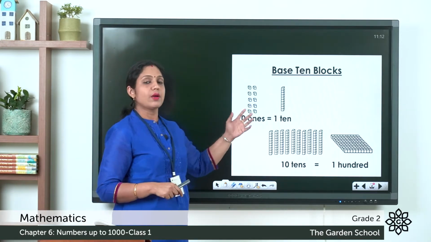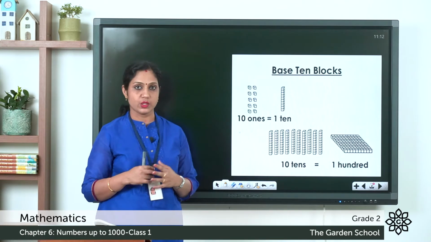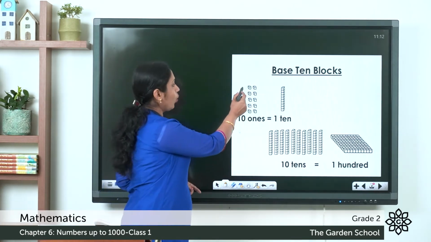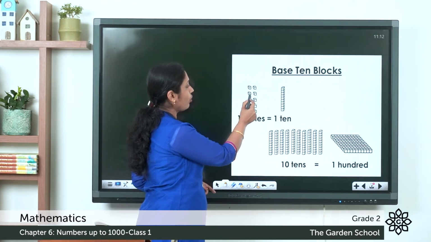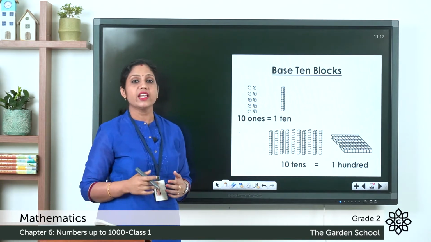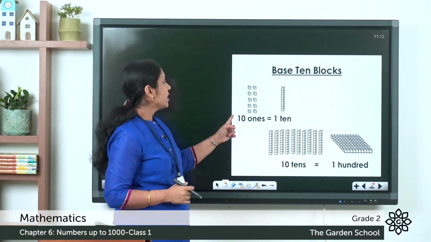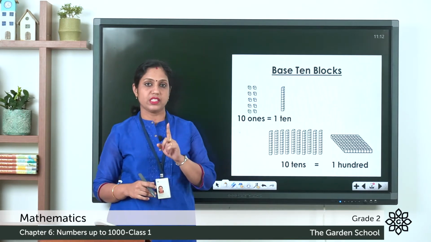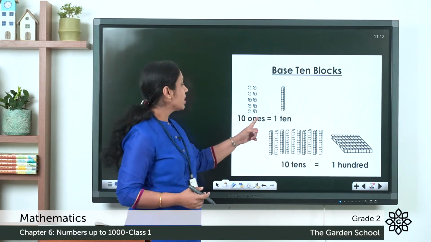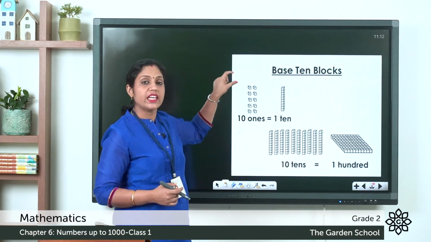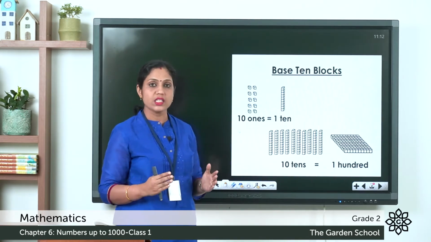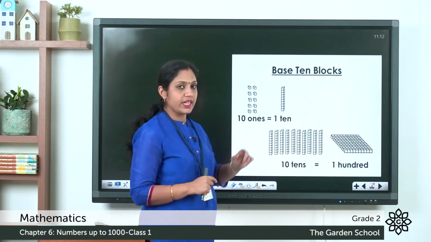Here you can see some blocks. We have already learned the place values. So here you can see 10 blocks. Let's count. 1, 2, 3, 4, 5, 6, 7, 8, 9, 10. There are 10 blocks. That means it is 10 ones. So one block represents ones. So how many ones are there? There are 10 ones. There are 10 blocks and each block here represents ones. So it is 10 ones.